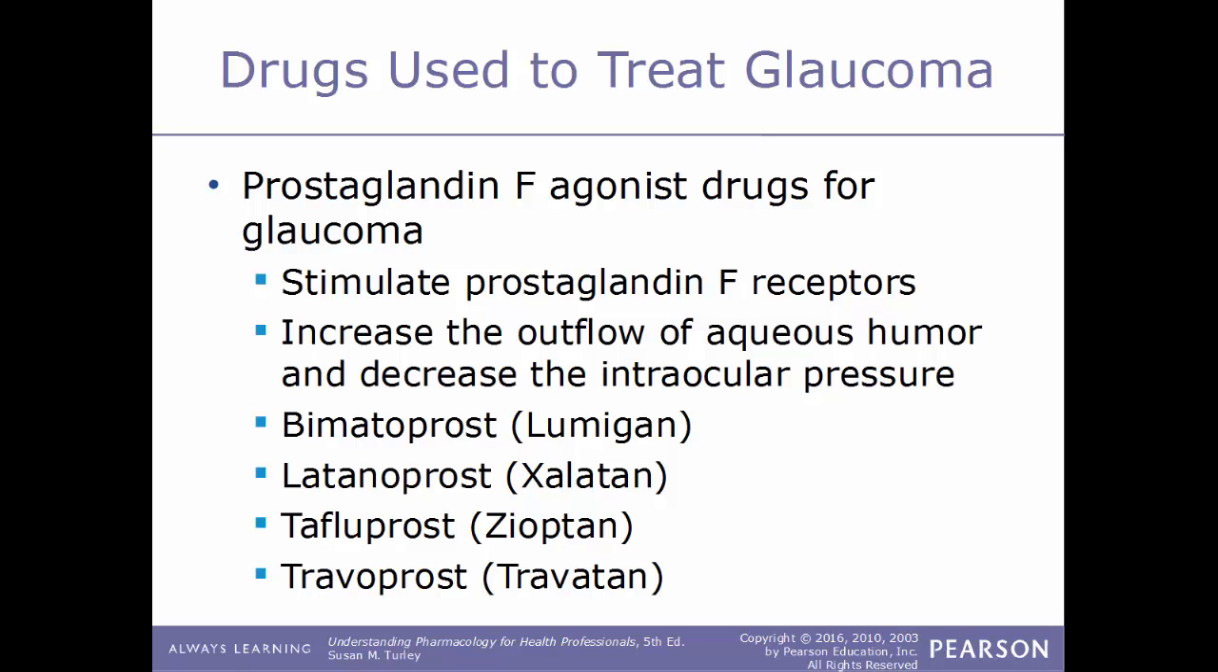And some examples of this class of drug: bimatoprost, which is sold as Lumigan; latanoprost, which is sold under the name Xalatan; tafluprost, which is sold under the name Zioptan; travoprost, which is sold under the name Travatan.